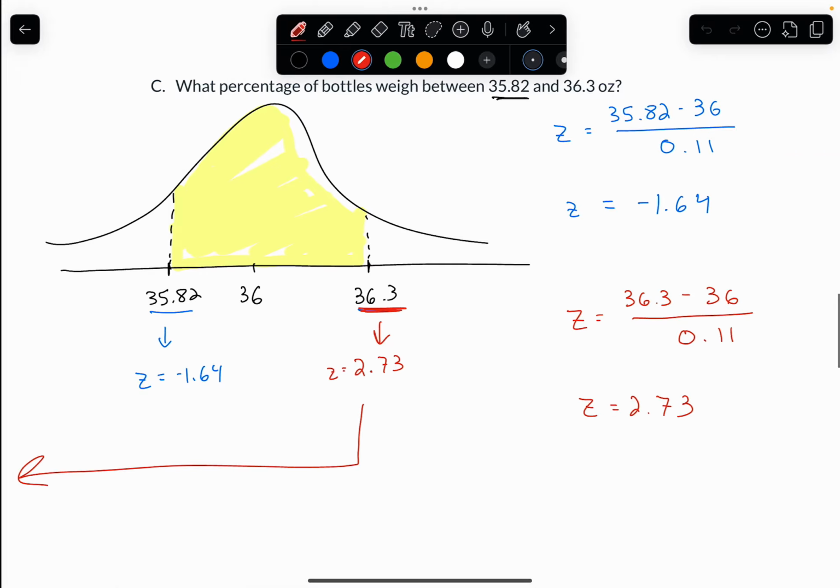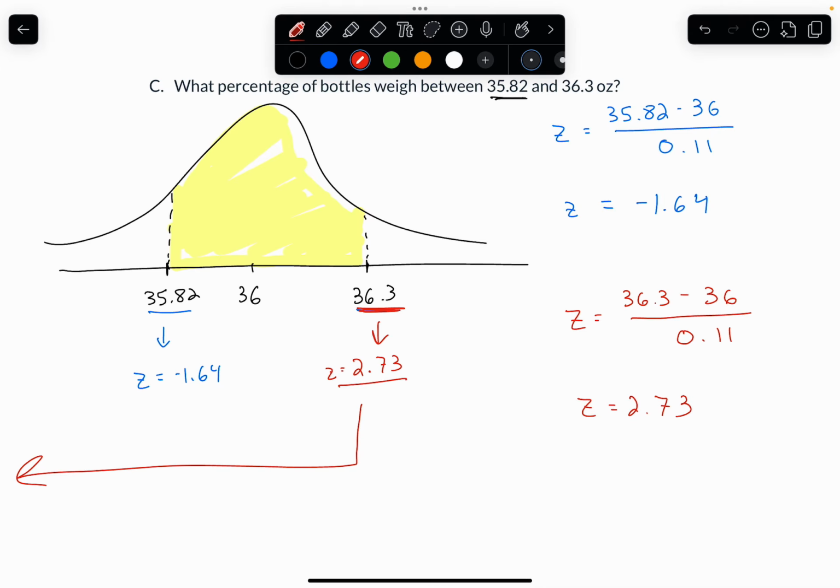The area to the left of positive 2.73 is 0.9968, which we know is too big because it's going to count all of the area to the left, including this little area right here, which I don't want to think about. So I need to subtract that. In order to accomplish that, I'm going to find the area to the left of negative 1.64.